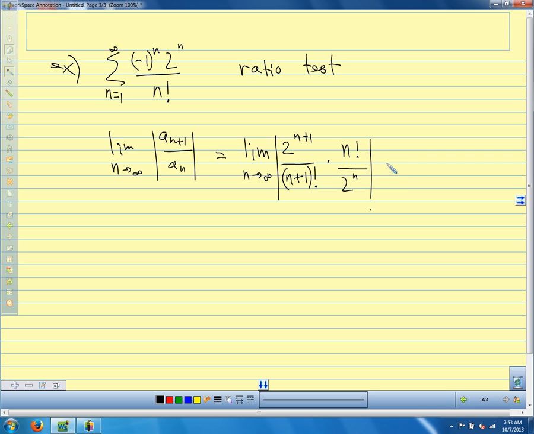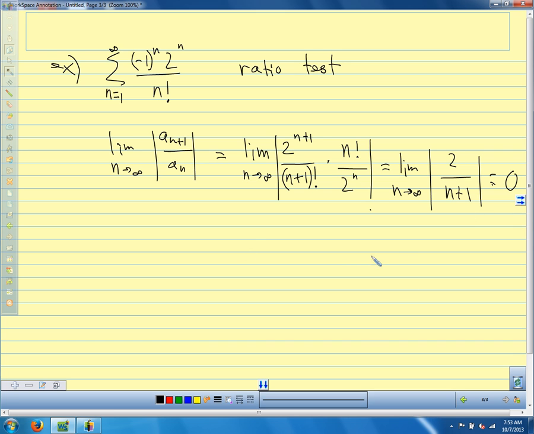And then we simplify this. This is why exponentials and factorials work so well this way. What's 2 to the n plus 1 divided by 2 to the n? 2. What's n factorial divided by n plus 1 factorial? 1 over n plus 1. So I have an n plus 1 in the denominator. And this limit equals 0, less than 1.